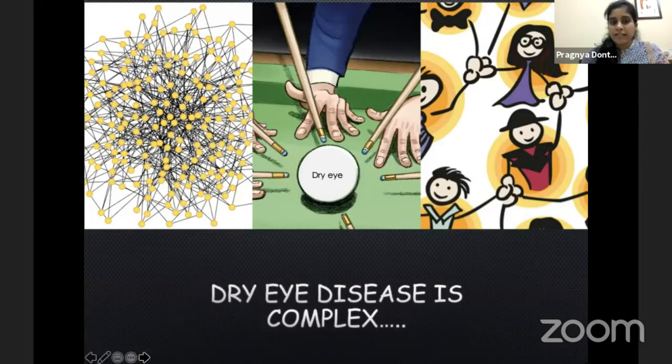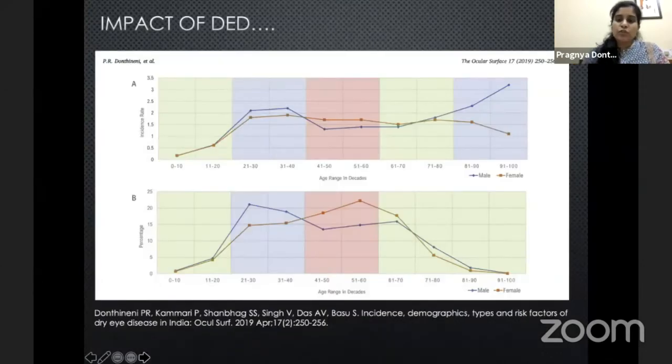So all of us really know that dry eye disease is very complex. It has multifactorial etiopathogenesis, and all these factors are actually intertwined and very intricately connected. So it's very difficult to both diagnose and also manage patients with dry eye disease, which often is the biggest difficulty we face. So firstly, we need to actually understand the impact of dry eye disease.